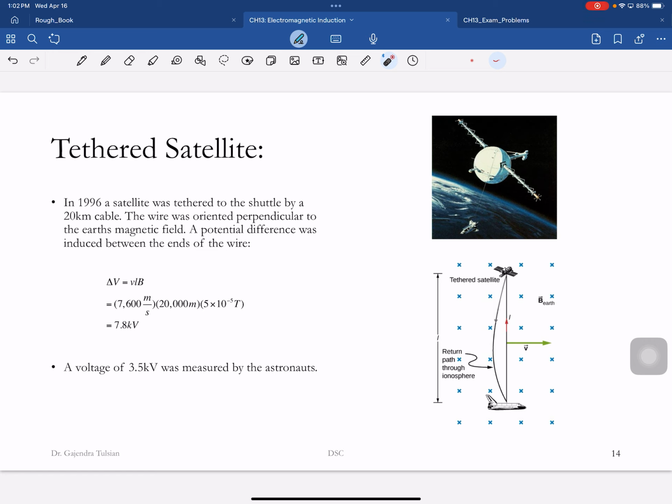Okay. So here's the space shuttle, and this is a satellite tethered to the space shuttle. And this was a 20-kilometer long cable. 20 kilometers is from Ormond Beach to Palm Coast. From here to the beach is about 10 kilometers. Well, okay, so let's say the cable is from the racetrack to the beach.